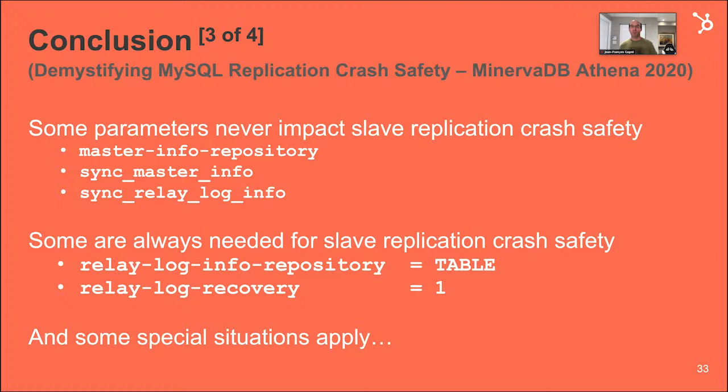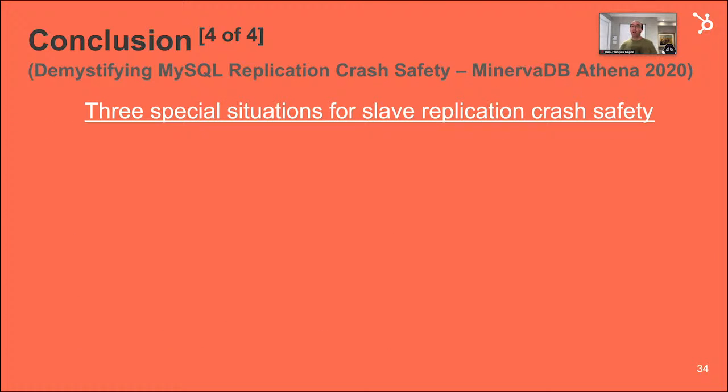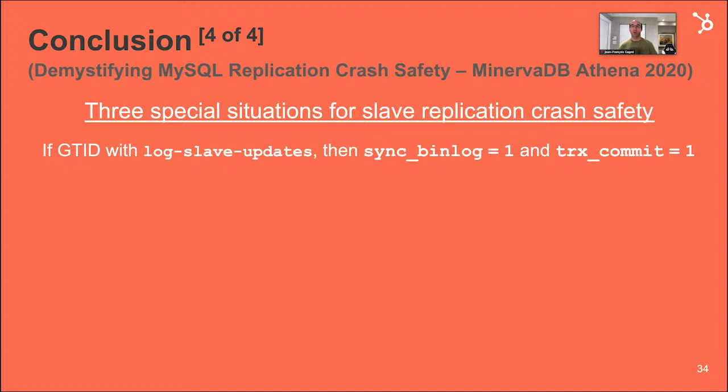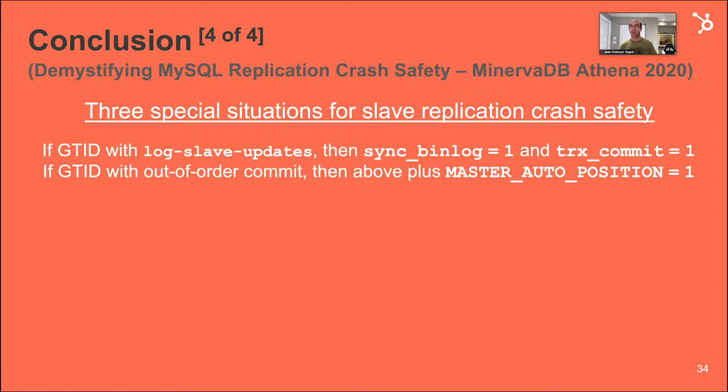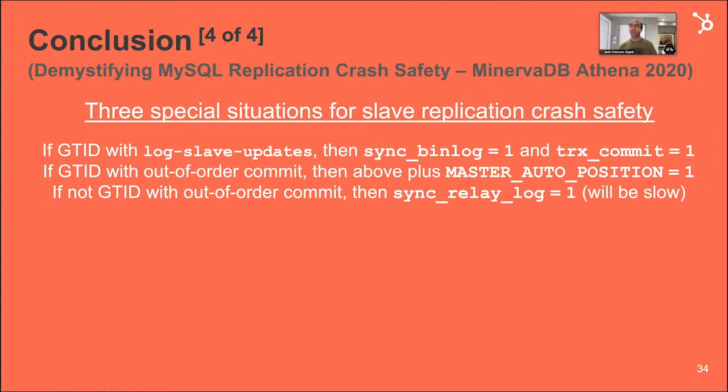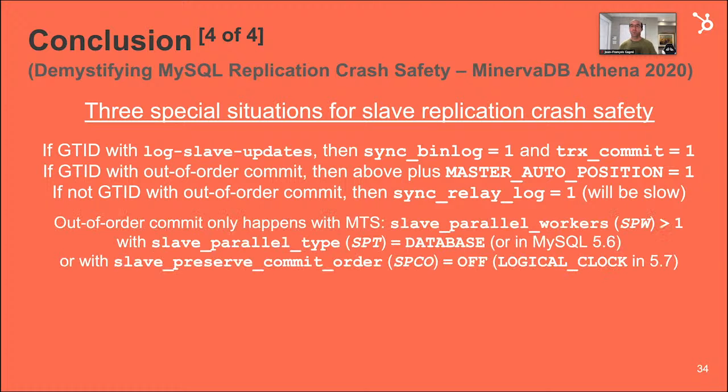And there are some special situations. And I think there are only 3 special situations. If you're using GTID with log slave updates, then you need sync bin log equal 1 and TRX commit equal 1. If you're using GTID with out of order commit with parallel replication, in addition to sync bin log equal 1 and TRX commit equal 1, you need master auto position equal 1. And if you're running out of order commit without GTID, then you need sync relay log equal 1, and it will be slow.